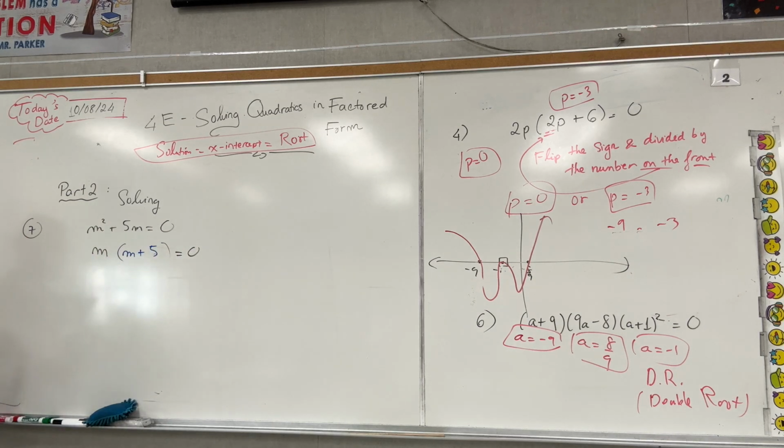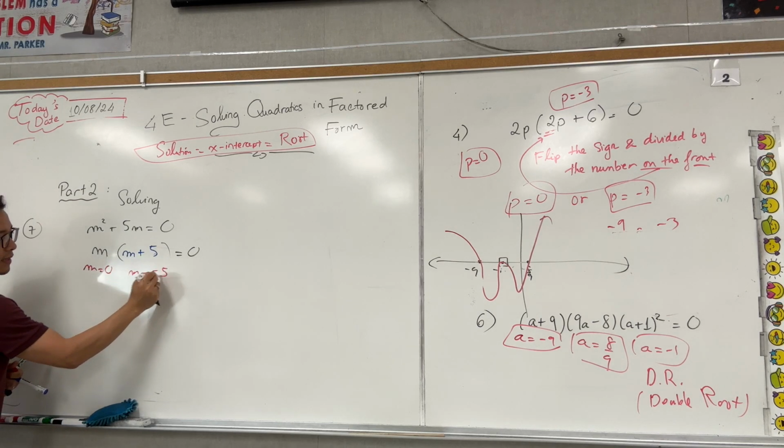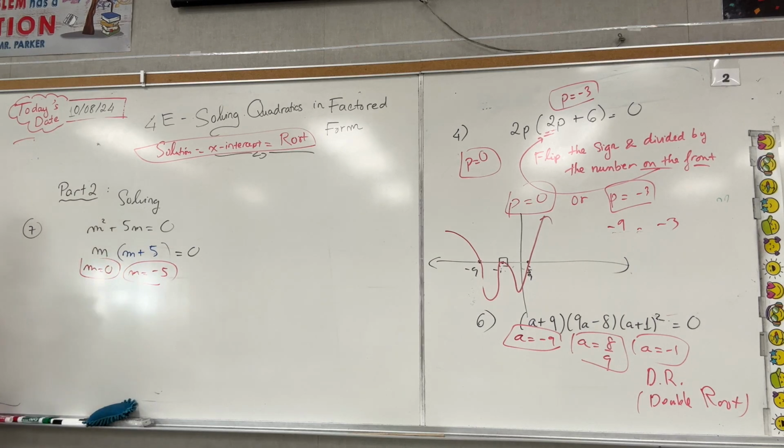Can you solve this? Today's lesson? M equal to? 0. And M equal to? Negative 5. Yeah? Let's give Ivan his 1 point. That's the goal for the last lesson and today's lesson. Alright, now do it on your whiteboard, okay?